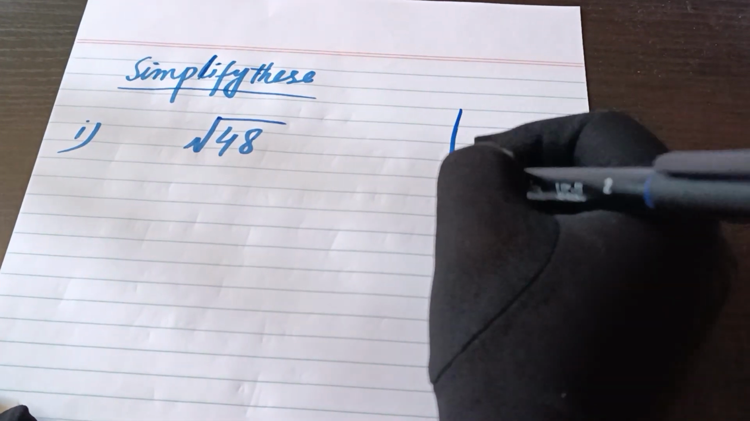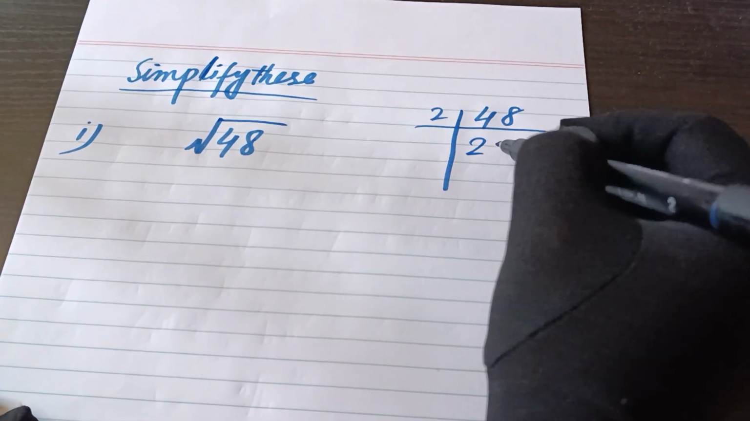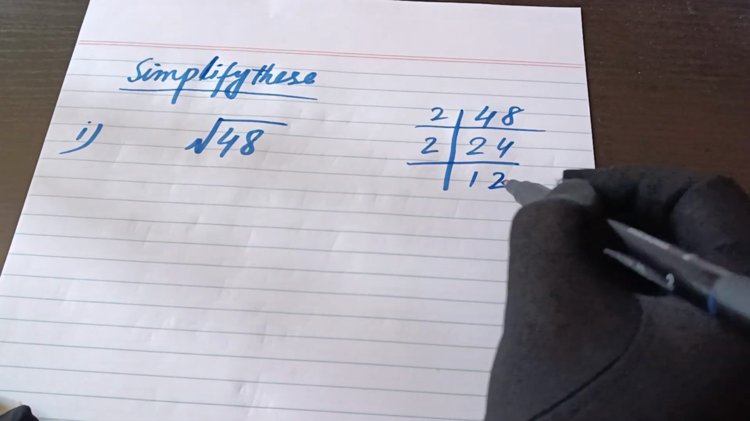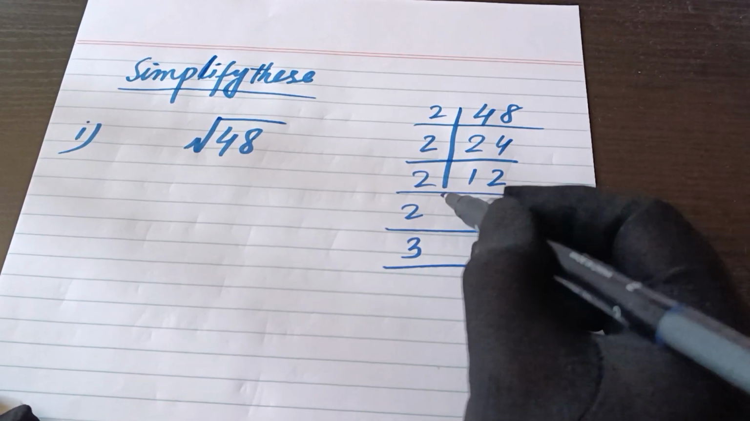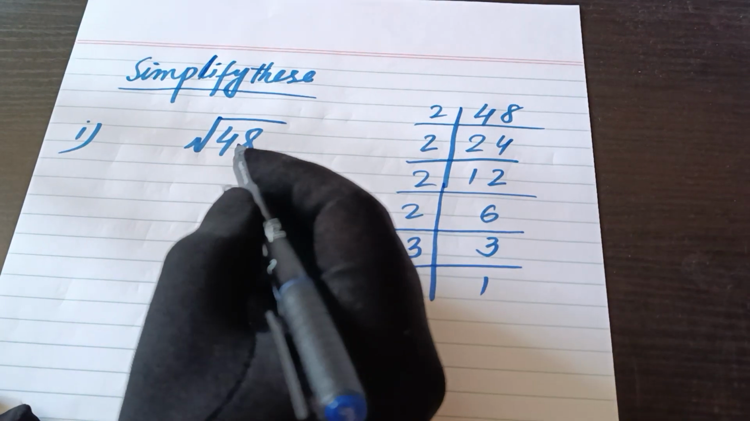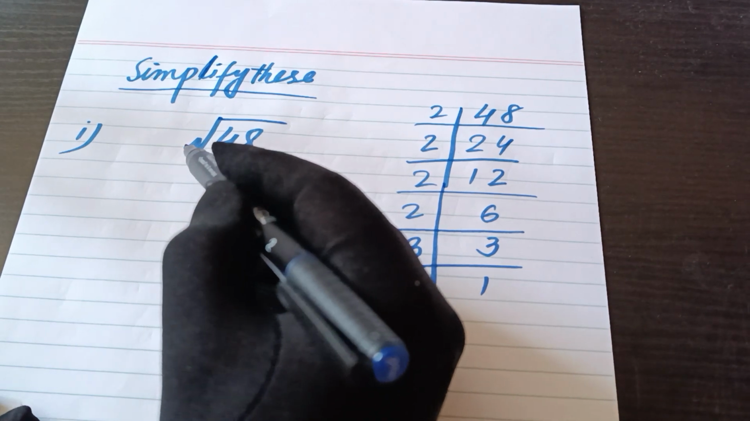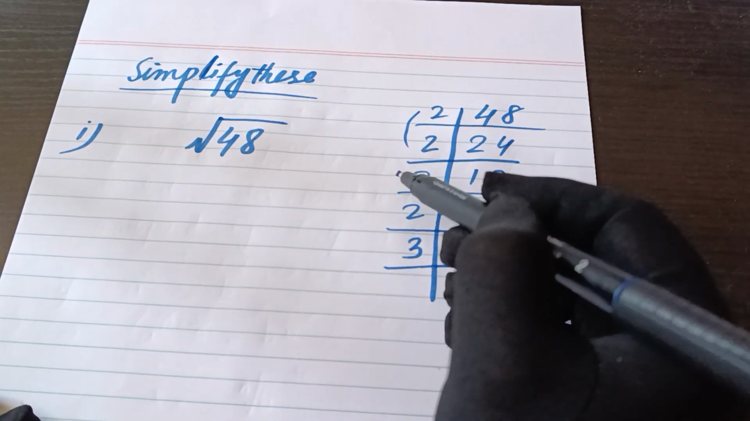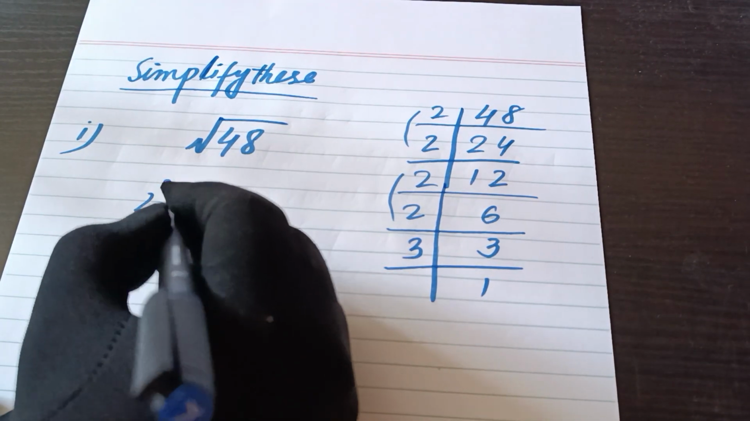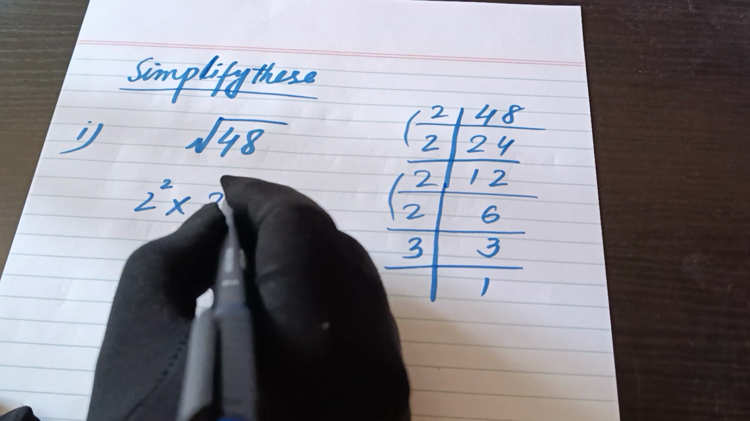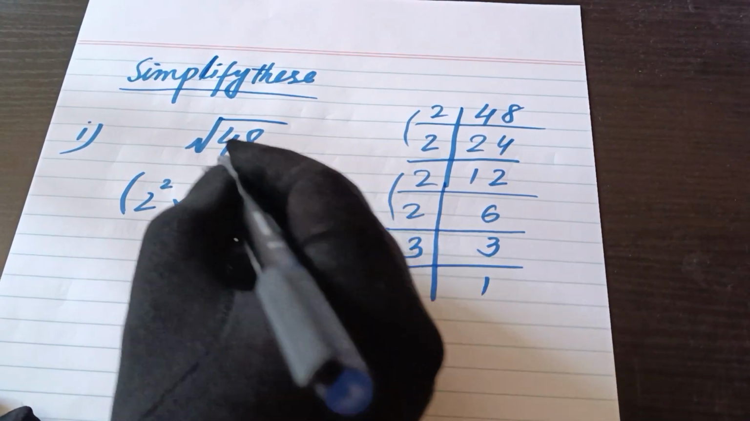Take the factors of 48, the prime factors. 2 times 24, 2 times 12, 2 times 6, 2 times 3. So 48 is factorized like this. The exponent here is a square root, which means make as many pairs as possible. This will be written as 2 squared, 2 squared, and the last single number 3, and all have a square root.